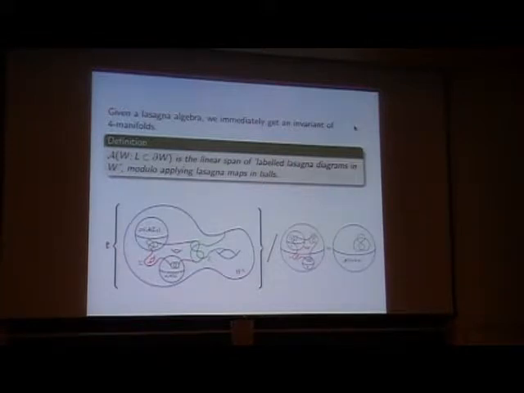Now what does labeled mean? Well, in each inner ball, I put an element of the vector space that the lasagna algebra associates to that sphere. Okay? That's a lasagna diagram. And I guess I implicitly linearize. So if I replace one of my inner labels with twice its value, that's the same as just multiplying the whole labeled lasagna diagram, basically.